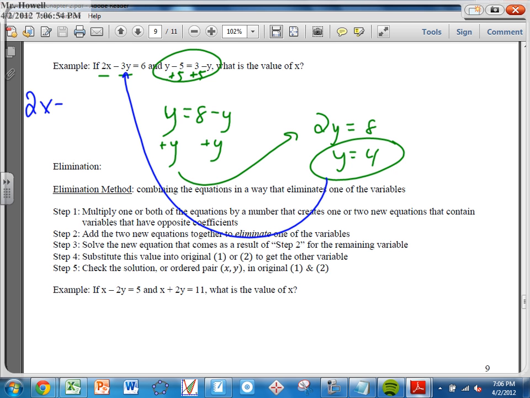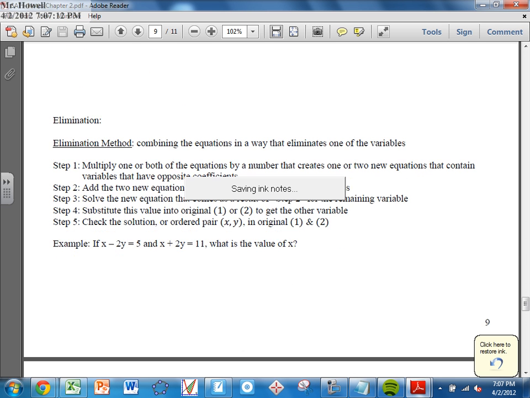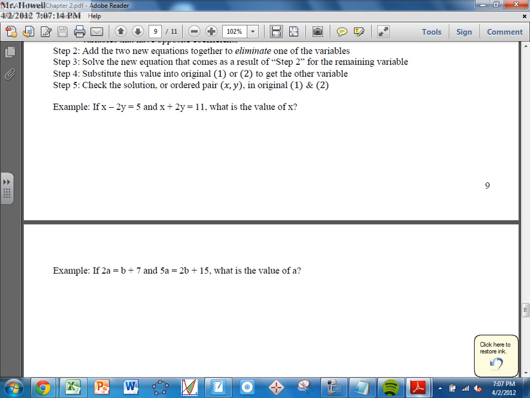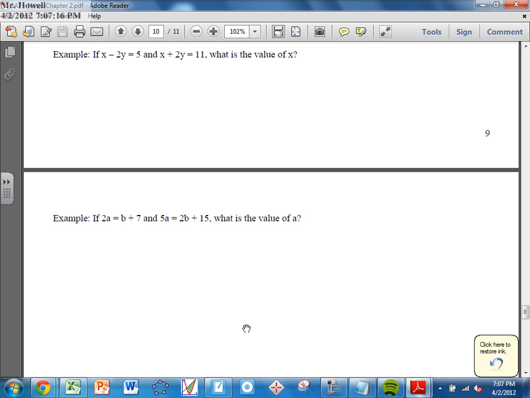2x minus 3 times 4 equals 6. 3 times 4 is 12. I'm going to add 12 to both sides, giving me 2x equals 18, and thus x equals 9. Okay, so the substitution method can work in several different ways. Again, a lot of these are basic problems. You need to look at the more difficult problems in the other examples in the practice sections that are solved. Please make sure you're doing that.